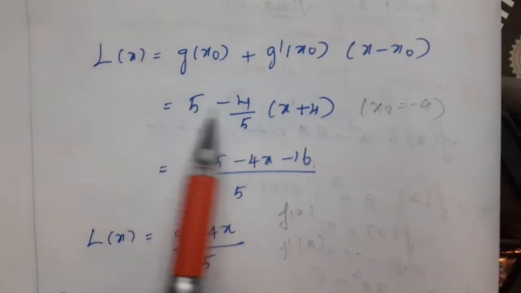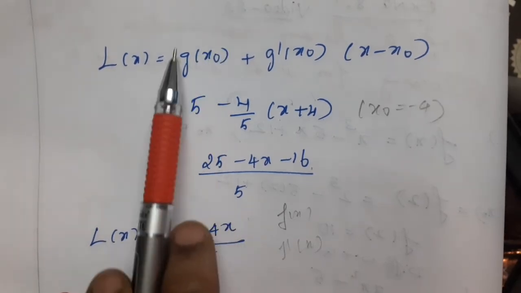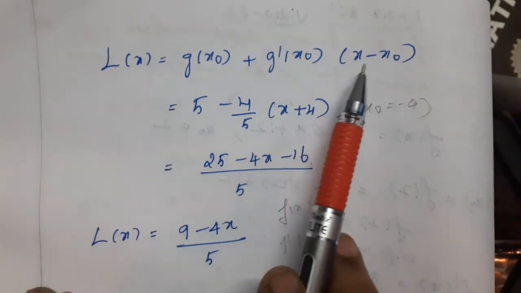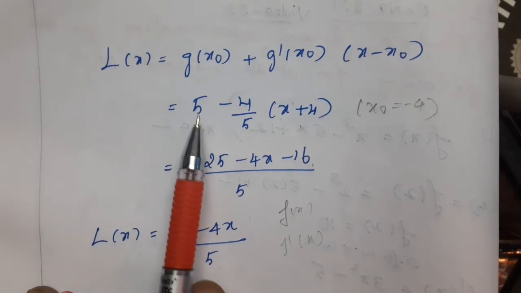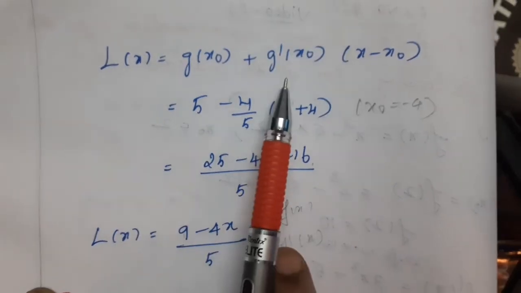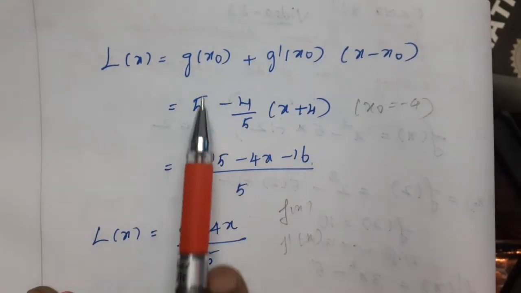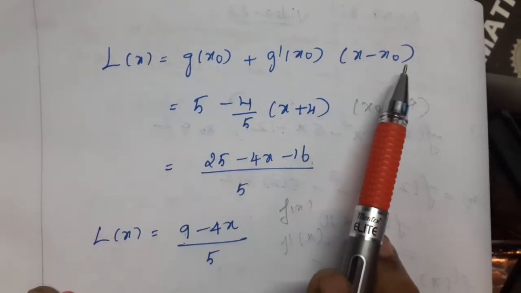What is our formula for linear approximation? L of x is equal to, for the given function g of x, g of x naught plus g dash of x naught into x minus x naught. The same procedure is followed. g of x naught is 5. g dash of x naught is minus 4 by 5. Then x minus x naught.